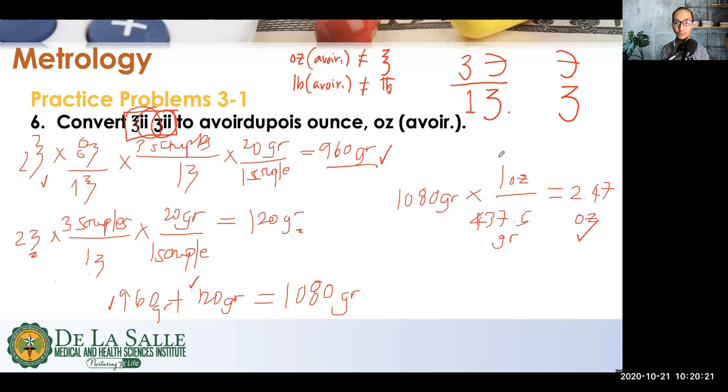Now that we have the grains, remember that 1 avoirdupois ounce is equivalent to 437.5 grains. So we simply divide 1080 grains by 437.5 grains, or we do the dimensional analysis. So we get an answer that is approximately 2.5 avoirdupois ounces. Was that clear?